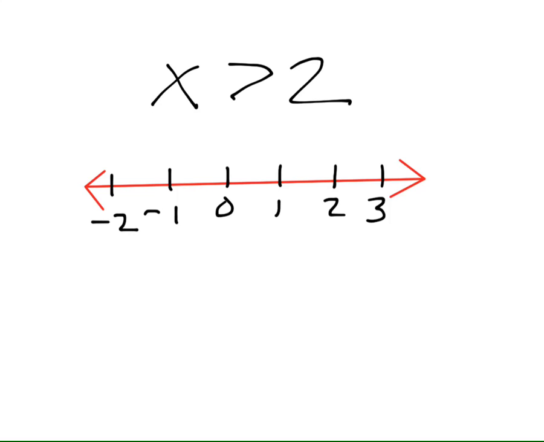So would 2 make this true? If I plug in x is 2, is that true? Is 2 greater than 2? No, it's false, right? 2 is not an answer to this problem. But 2.1 is, 2.2, 10, 20, 30, 40, 100, a million. 90. Those are all answers to this problem, right? So we need a way to write those on the number line. So first we have these things called open and closed circles. You guys remember talking about those?